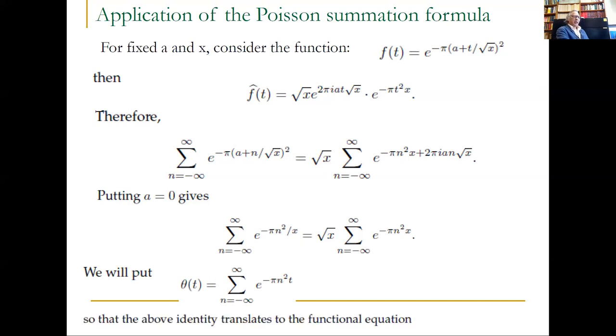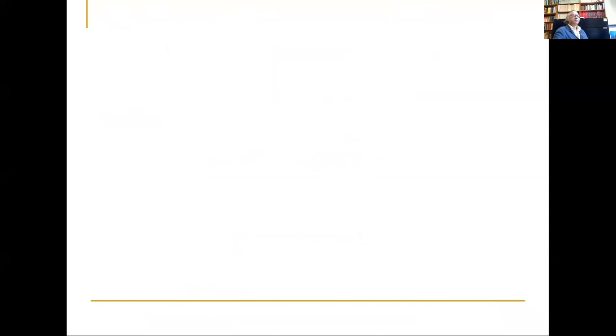So we'll put theta of t equal to the summation of e to the minus pi n squared t. And so the above identity translates to the functional equation theta of 1 over x equals square root of x theta of x. Now, this is a modular form of weight 1 half, and the ambiguity of the square root sign has always been an important feature, and it is remarkable that in the theory of modular forms, this deeper understanding of this transformation formula didn't appear until Shimura's theory of half integral weight modular forms.